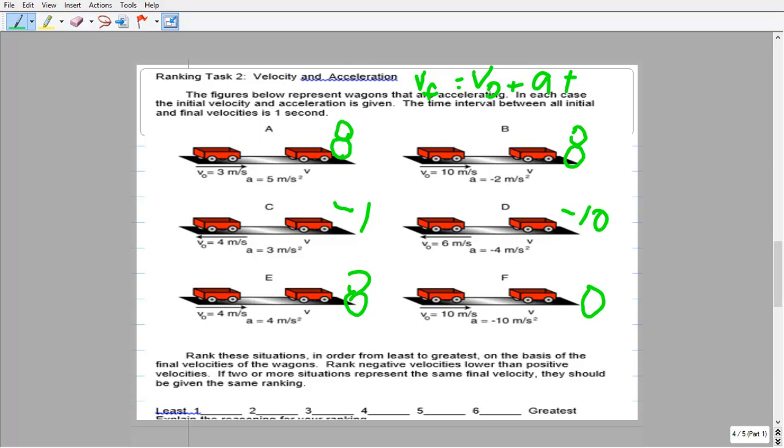So therefore D is my least at negative 10. C is my next least at negative 1. F is at 0. Now I've got a tie between A and D and E. Oops, I'm writing my numbers, not my letters. That should be a C there, and this one should be an F. And then finally, oops, A and B and E, my mistake. And now we've accounted for everything. Okay, moving on.